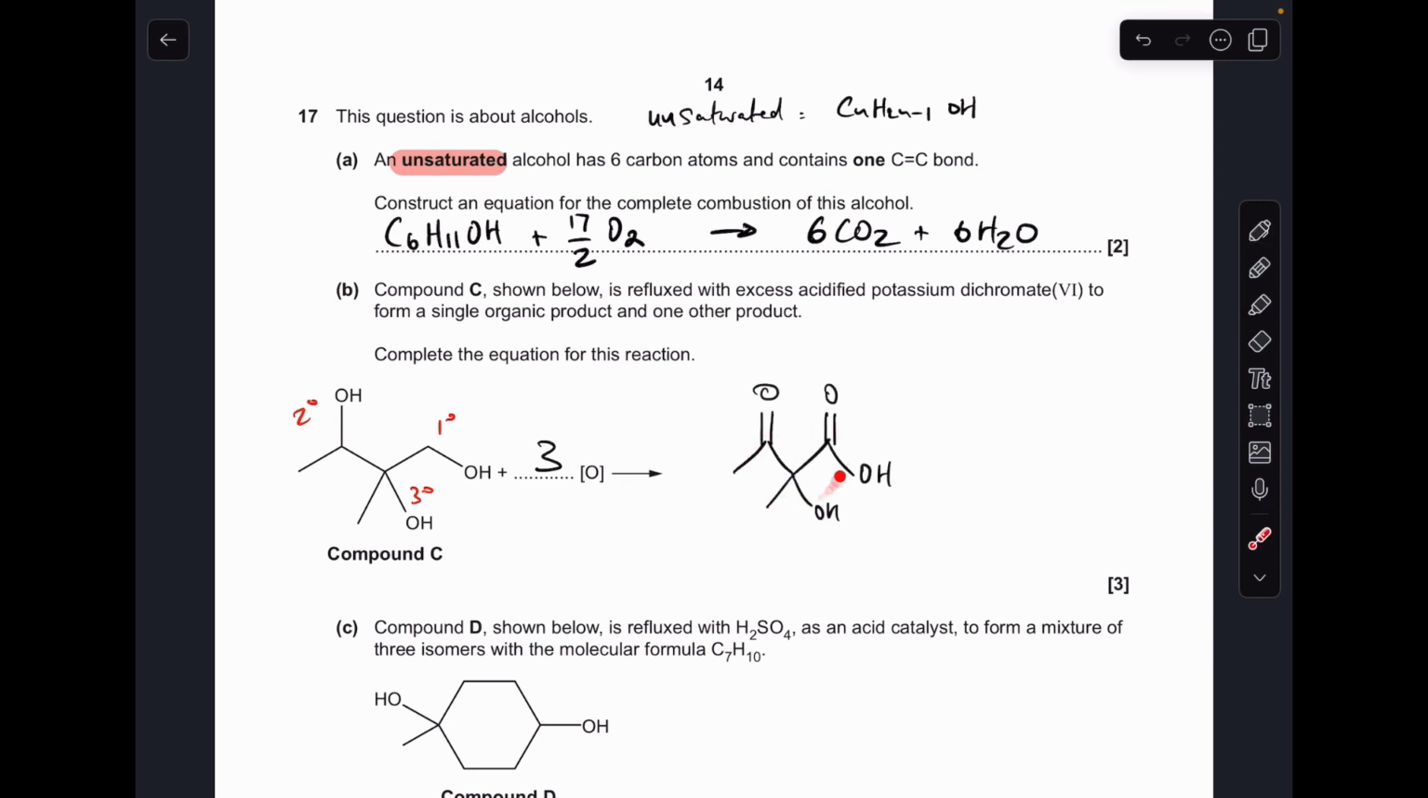So there's the formula of the organic product, and I've missed the water out because I just want to quickly explain that you get 1 water produced in the oxidation of the secondary alcohol, and you only get 1 water produced in the oxidation of the primary alcohol, and that's when you form the aldehyde. You don't get a water produced in the second oxidation reaction, so we only need 2 moles of H2O.